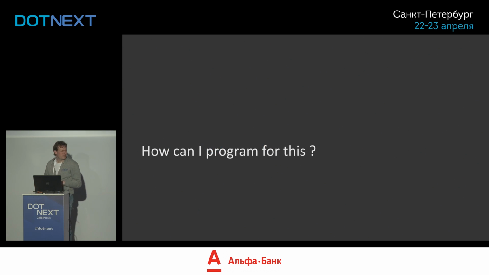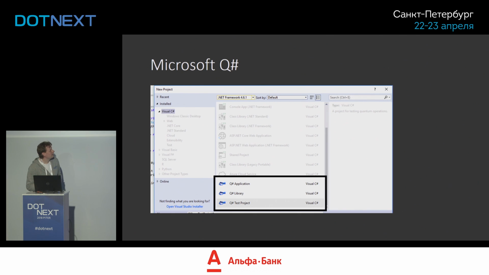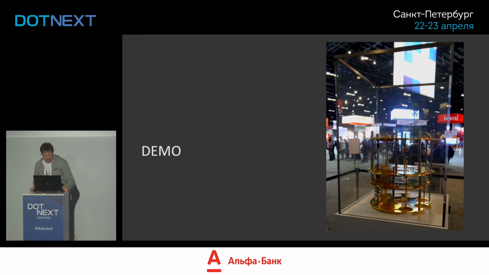So how do we program for this kind of thing? Because, okay, this is quantum theory, how this works. Well, to help programmers program for this, Microsoft Quantum, formerly Station Q, made a language. This used to be called an F# extension called Liquid, but they promoted it to a real language within the Visual Studio development kit. It's called Q#. And if you install the SDK, you get a Q# application within your start menu, and you can just create a new application. So let's see what this looks like.